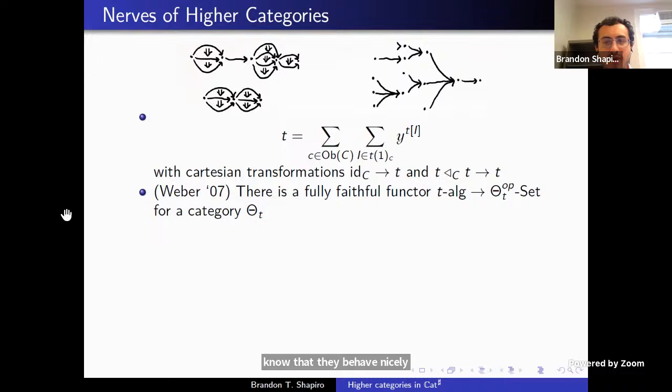And so Mark Weber proved in 2007 that for any familial monad of this form, you always have a fully faithful functor into some category of functors to set. In particular, using this category Theta T op, where the op is to follow our convention about using covariant functors. And so what is this category? We're going to build it out of our monad T.